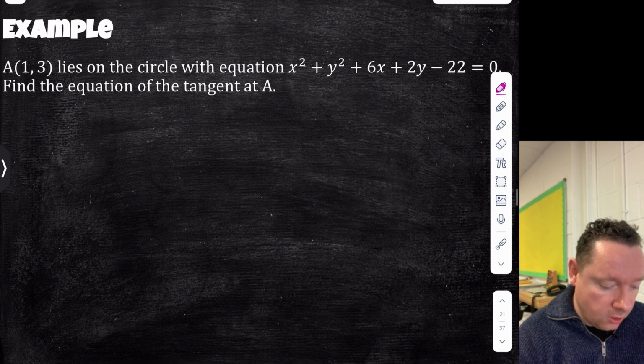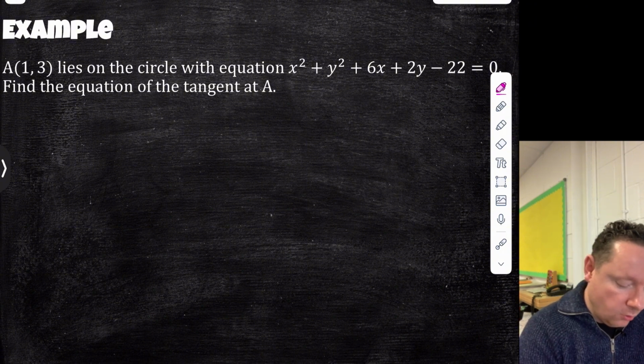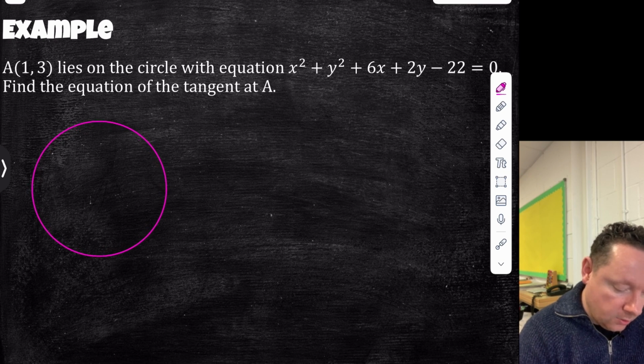So, equation of tangent to a circle example. The point A (1, 3) lies on a circle with equation x squared plus y squared plus 6x plus 2y minus 22 equals 0. Find the equation of the tangent at A. So if I draw a little sketch of this, you've got a circle with a point, let's say up here, (1, 3), and that's A. And you've got its centre there.